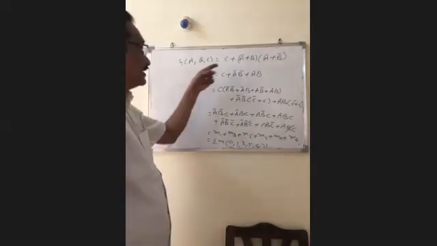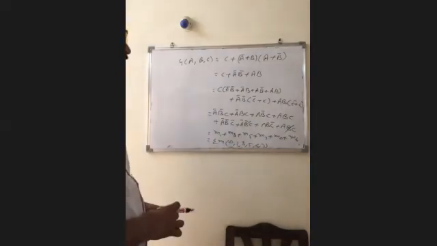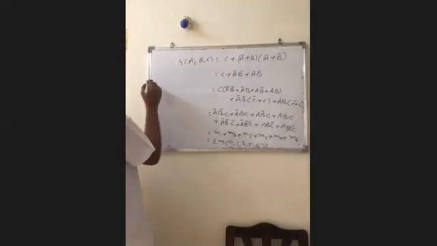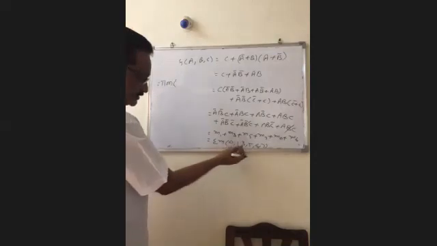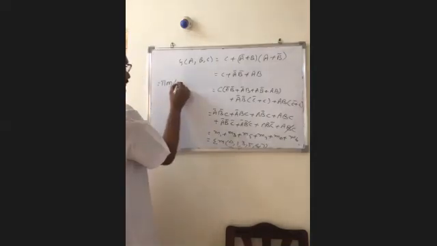So for this one, what is the canonical POS expression? That is equal to pi capital M of the remaining terms, 2 and 4 only.